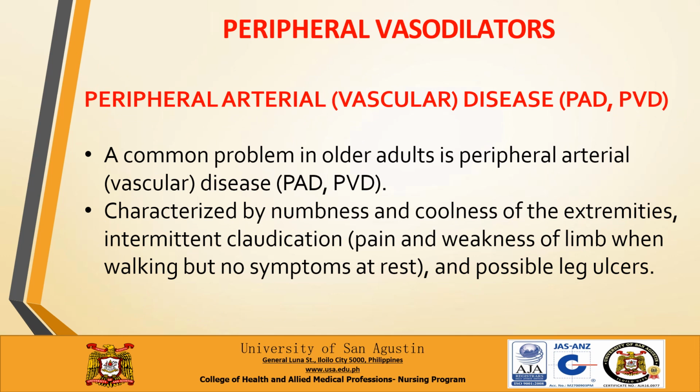And then peripheral arterial vascular disease or peripheral arterial vascular disorder. Okay? Usually a common problem in older adults is peripheral arterial disease. No? So usually characterized by numbness and coolness of the extremities, intermittent claudication. So meaning, when we say intermittent claudication, pain and weakness of the limb when walking, but no symptoms at rest. And of course, possible leg ulcer.